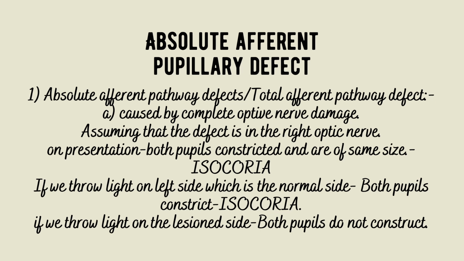This means if you throw light on the lesioned eye, the light reflex in the same eye as well as in the opposite eye will be absent, but the near reflex, that is the accommodation reflex, will be present, as it is not at all related to the optic nerve. So the near reflex will not be affected.